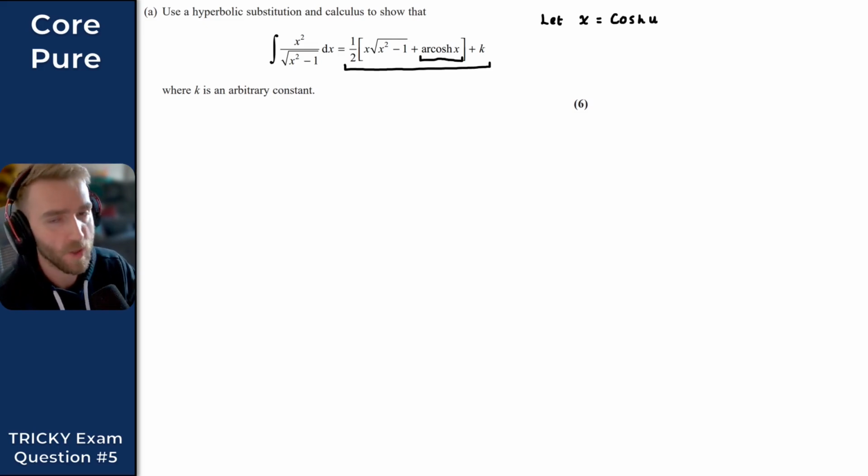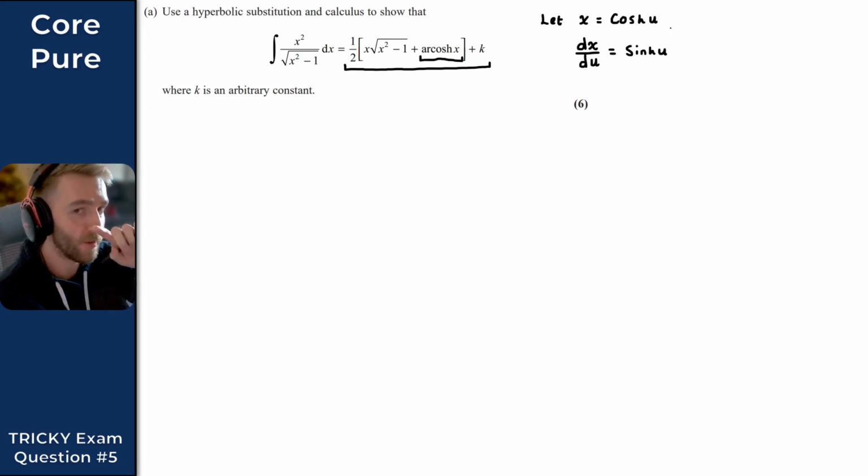So what else do we require? I need something for x squared, something for the denominator, the square root of x squared minus 1, and also something for dx. Once we obtain each of those, we can simply rewrite this integrand. Let's start with dx. If x equals cosh u, I can obtain dx by du by differentiating x with respect to u. If I differentiate cosh u with respect to u, I simply get sinh u.